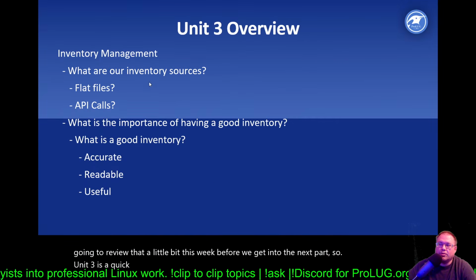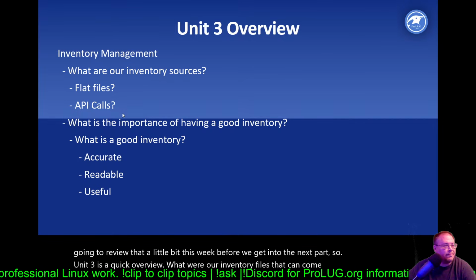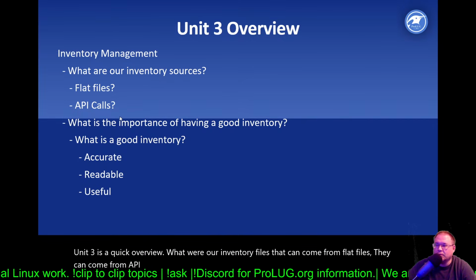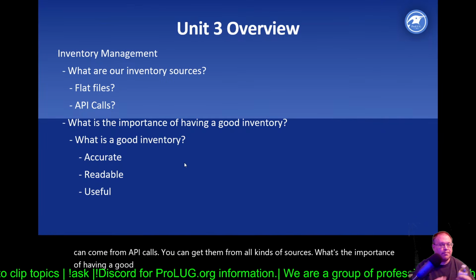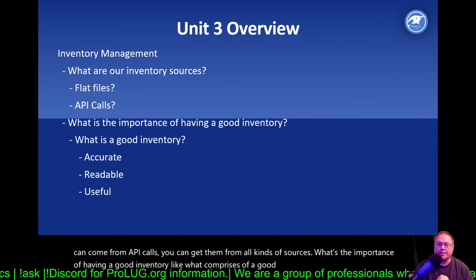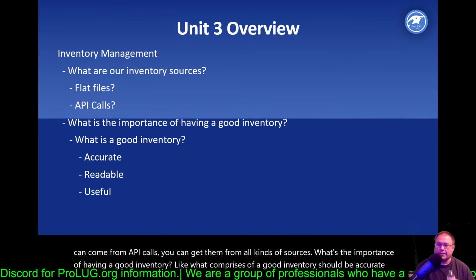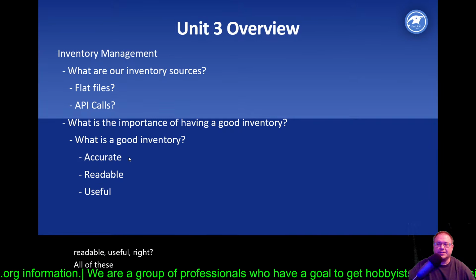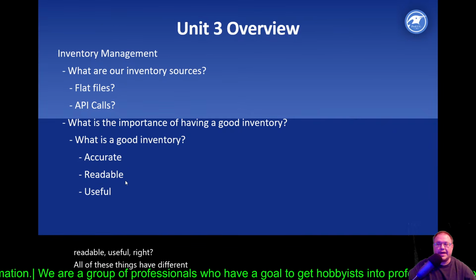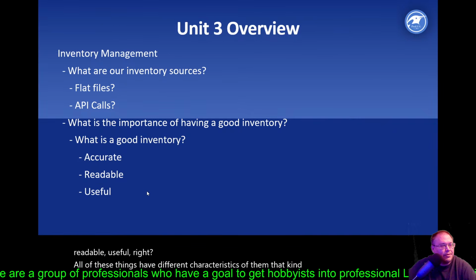What were our inventory files? They can come from flat files. They can come from API calls. You can get them from all kinds of sources. What's the importance of having a good inventory? Like what comprises a good inventory? It should be accurate, readable, useful, right? All of these things have different characteristics that make a value to the thing.